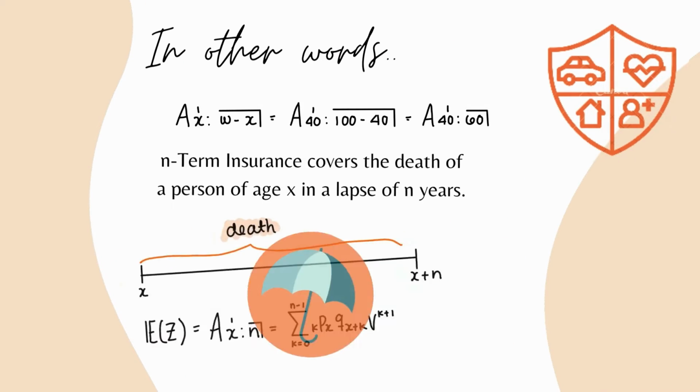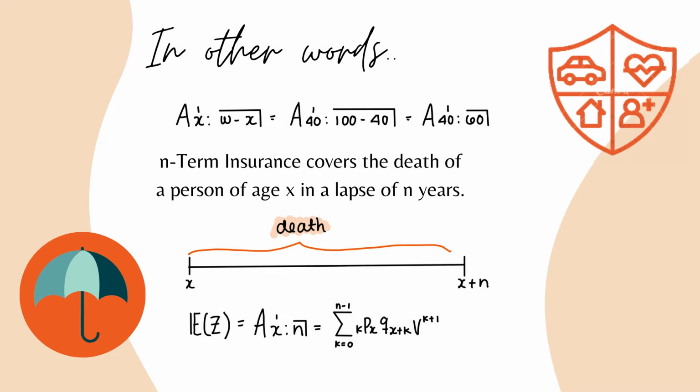We can see this in another way around. Suppose that instead of having a whole life insurance of a person of age 40, we have an omega minus x term life insurance of a person of age 40. And given that the maximum age is 100, we will be working with the following notation, which is a 60-year term life insurance of a person of age 40.